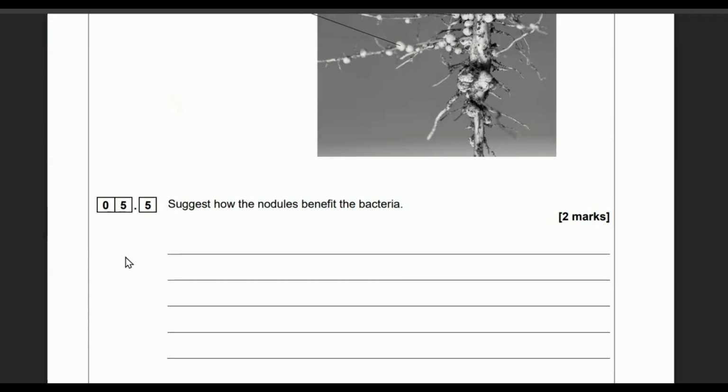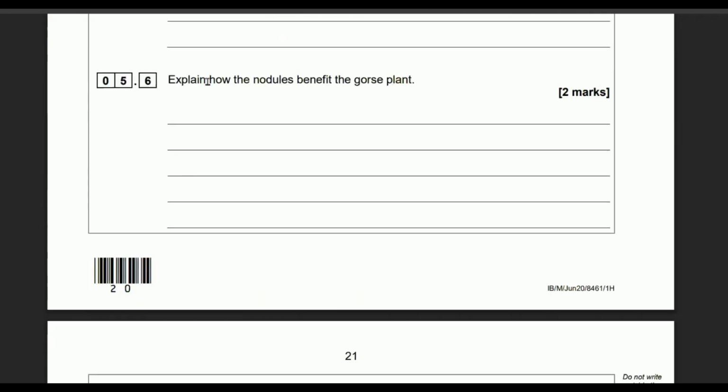There we go. Right. Explain how the nodules benefit the plant. So why does having bacteria living with them benefit the plant? Well, bacteria convert nitrogen into nitrates.